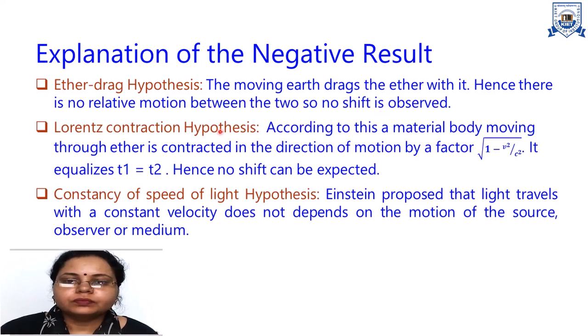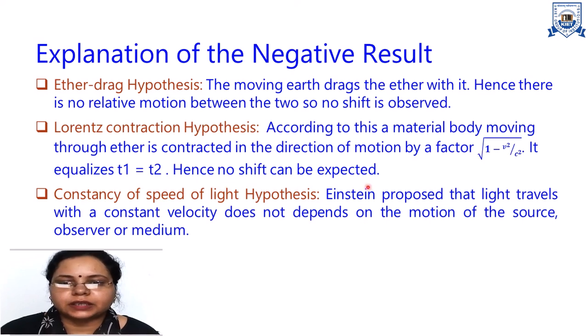Second is the Lorentz contraction hypothesis. According to this, a material body moving through ether is contracted in the direction of motion by a factor under root 1 minus v square by c square. That means in the positive x direction, length becomes L under root 1 minus v square by c square, which we had earlier taken as L in our expression. So now putting L under root 1 minus v square by c square in place of L, it equalizes T1 and T2. Hence delta T is equal to 0. If delta T is equal to 0, then path difference is also 0. Finally we get n is equal to 0. Hence no shift can be expected.